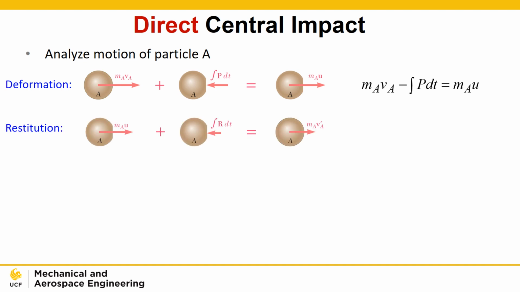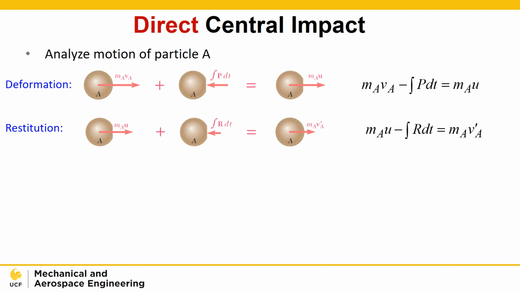Now let us consider the motion of particle A during the period of restitution. If we denote the force exerted by B on A during this period by R, then from the principle of impulse and momentum we can write MAU, the initial linear momentum of the particle during the restitution phase, minus integral R dt, which is the restitution impulse, is equal to MAVA prime, the final linear momentum of particle A during the restitution phase.